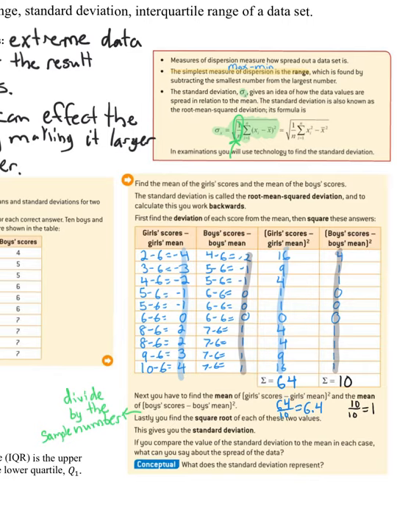Okay, and then the last thing you do, once you have that 6.4 and that 1, now you're going to square root them, and that's going to give you your standard deviation. So let's go ahead and square root it. All right, I call the boys. What's the square root of 1? Done. It's just 1. How about the square root for the girls, or the standard deviation for the girls? What's the square root of 6.4? Anyone got that?